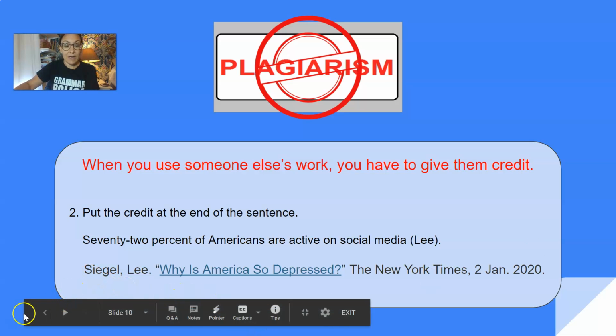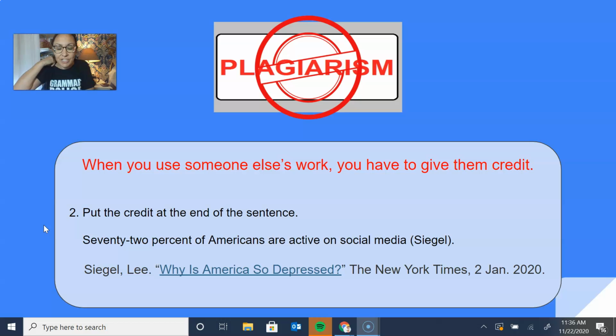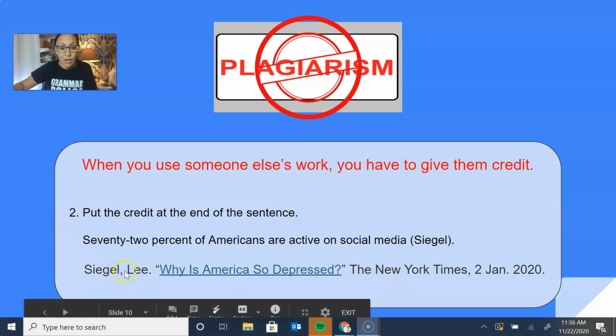We have, okay, oops, I made a little typo. I had to change that to Siegel because this author's last name is Siegel, not Lee. His name is Lee Siegel. So you would put the last name first, Siegel, comma, Lee, period, and then the title of the article, the source where the article was found, and then this is the date with a period at the end. And so when you're using an in-text citation, this is how that looks. The last name goes in parentheses at the end of the sentence. Notice the period goes not at the end of the sentence, but after the author's name.